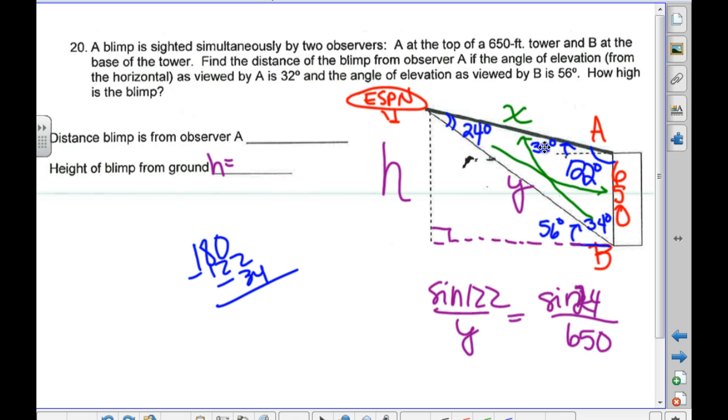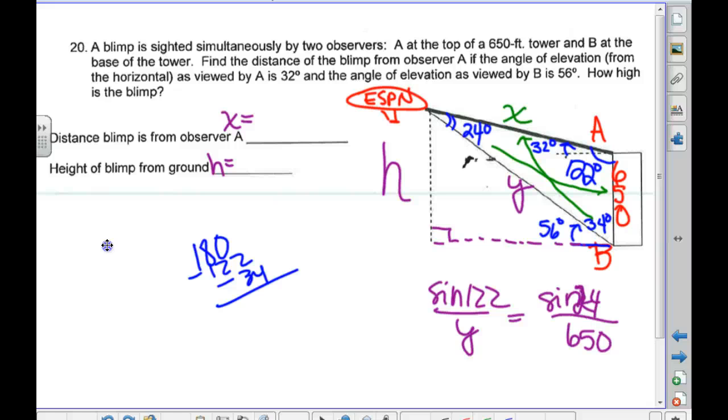I think you could have also extended this 32, found this little distance, and then added it to the 650. Did it just have you find the distance the blimp is from the observer for fun? I guess so. I was gonna say, I found the height first, and then I'm like, oh wait, I have to find the distance here. How did you find the height first? Oh, you found Y instead of X first. Yeah, gotcha.